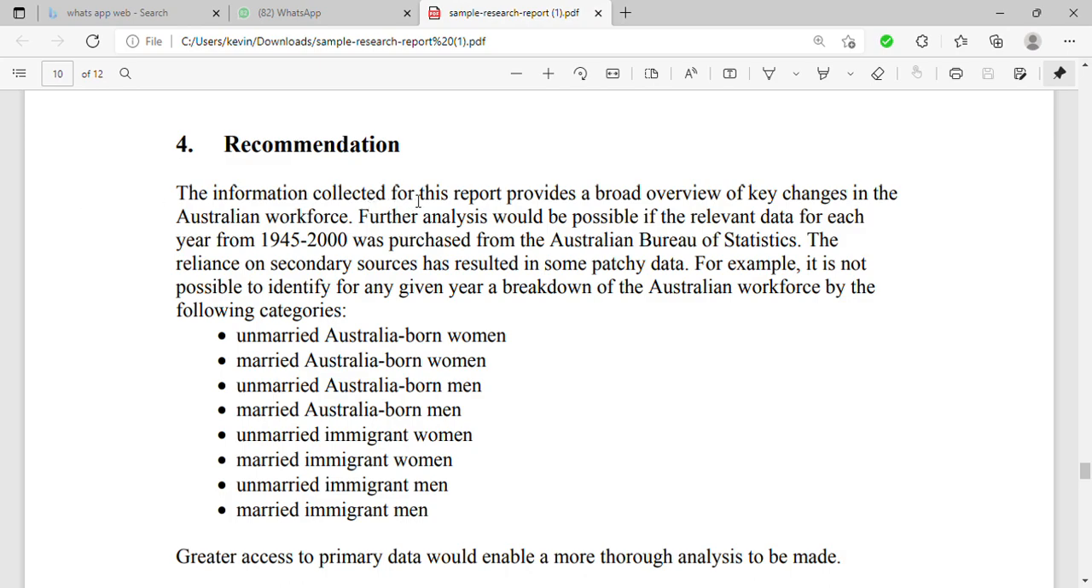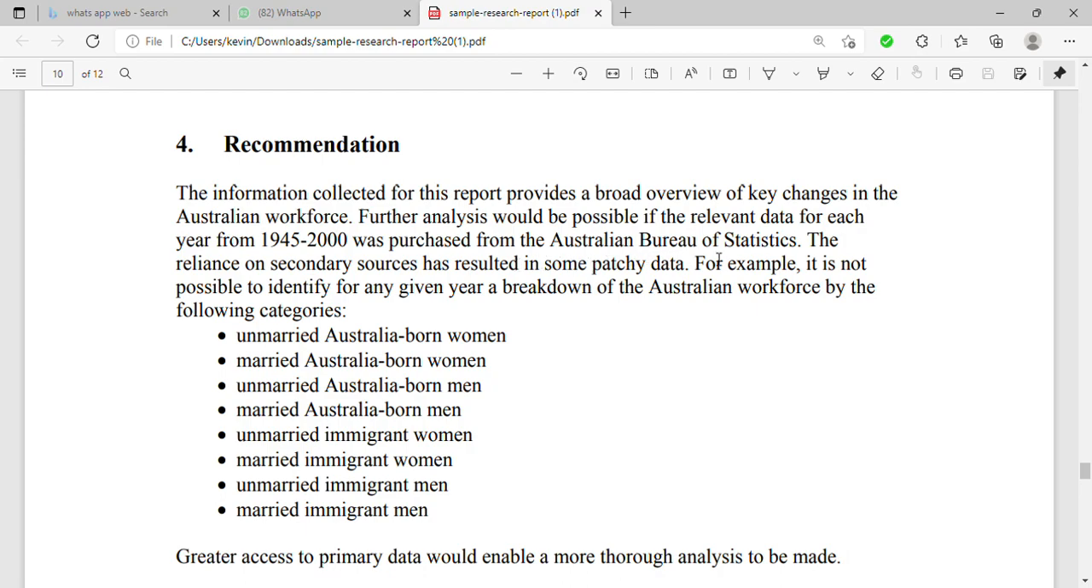The information collected for this report provides a broad overview of the key changes in the Australian workforce. Further analysis would be possible if the relevant data for each year from 1945 to 2000 was purchased. So this is a recommendation. Further analysis would be possible. You're giving them possible ideas or possible solutions.